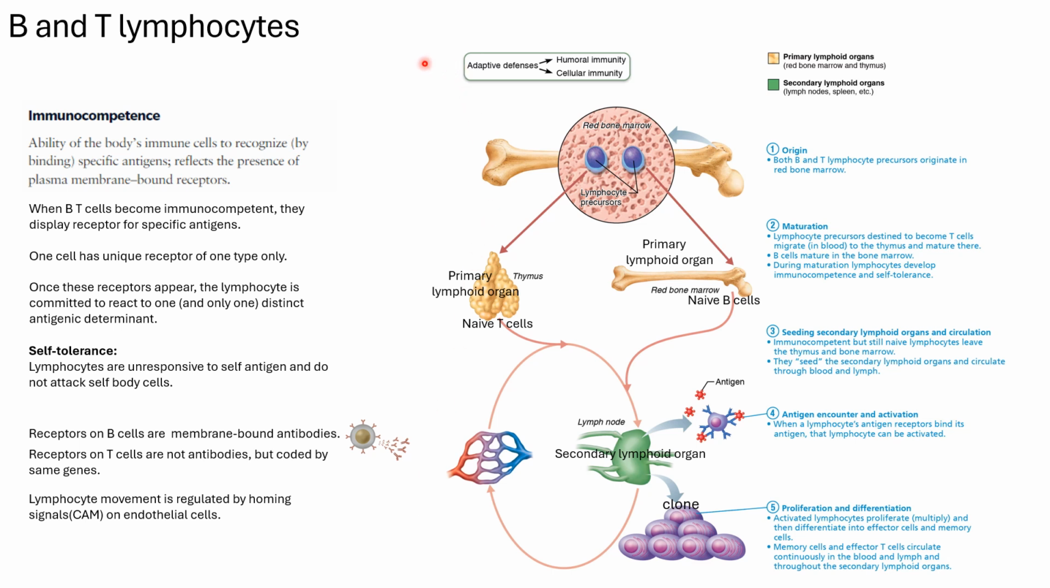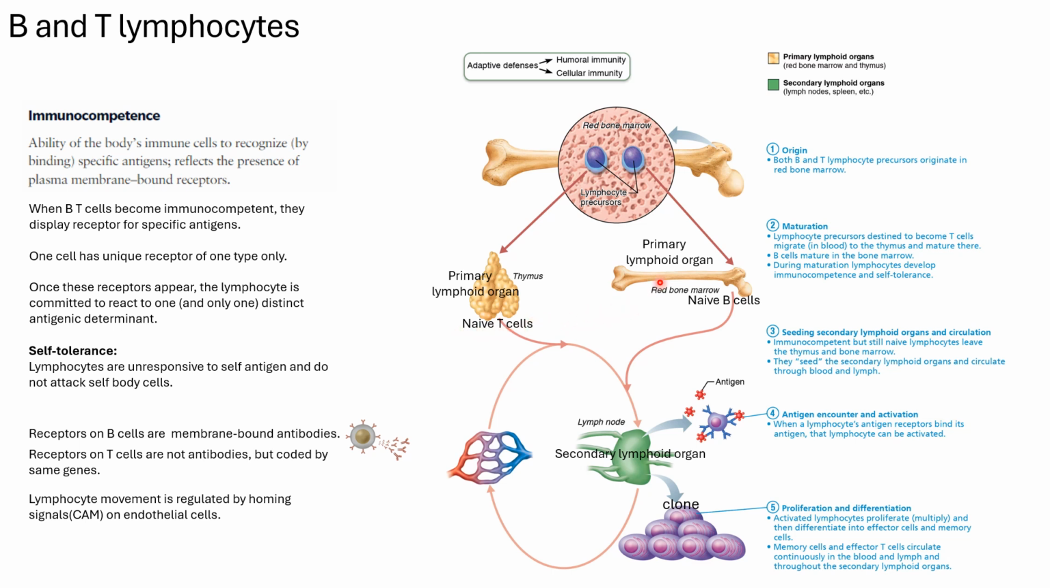Now let's see how B and T lymphocytes are developed. So this is red bone marrow. Red bone marrow is the tissue where B and T lymphocytes are made, like the rest of the blood cells. So the B lymphocytes remain in the bone marrow, whereas T lymphocytes go to the thymus. That is why we put letter T with them, because they develop in the thymus. Thymus and red bone marrow are primary lymphoid organs. And when they become immunocompetent, they are called naive B cell and naive T cell.